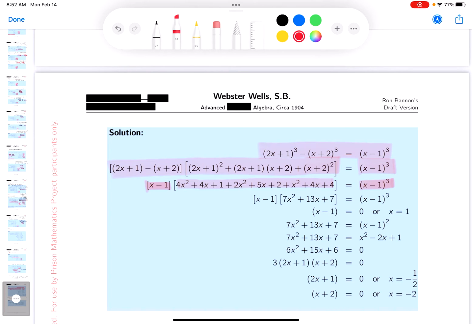And the next line is basically simplifying that really complicated thing there. So I'm going to look at the squares first. And what do you get? 4, 5, 6, 7x squared. That's not bad. 4x, 9x, 13x. I see that. 1, 3, 7. I see that. All right?